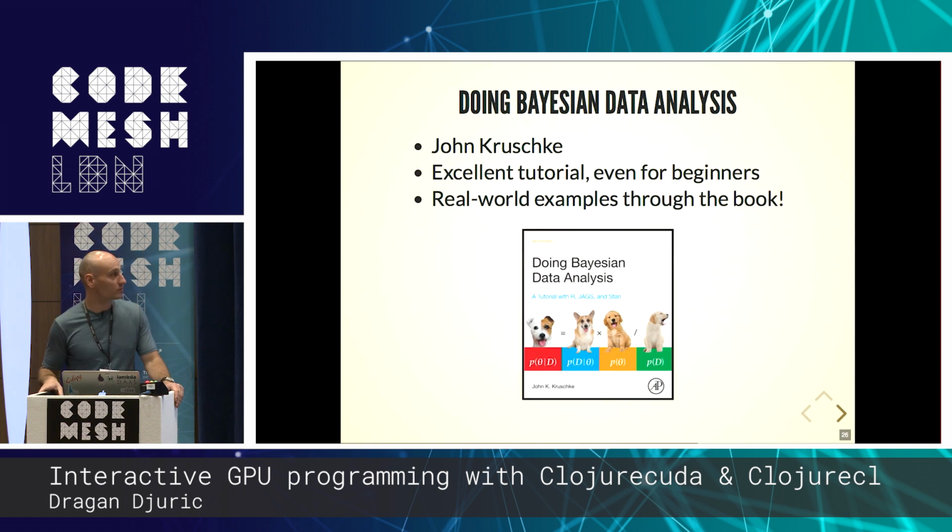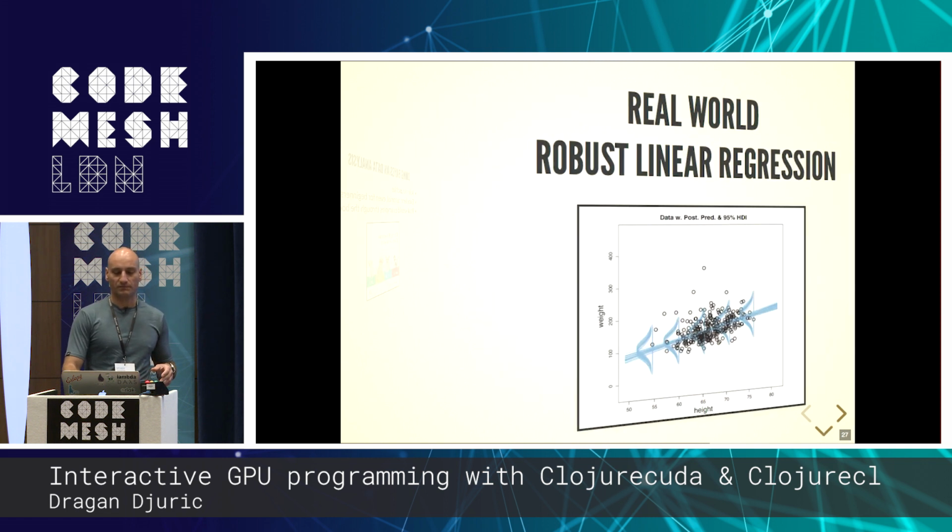And if you want to know more about Bayesian data analysis, this is a really great book: Doing Bayesian Data Analysis by John Kruschke. It's really a practical book, self-contained, and all examples are from real data analysis. It's not all theory, but practical data analysis.